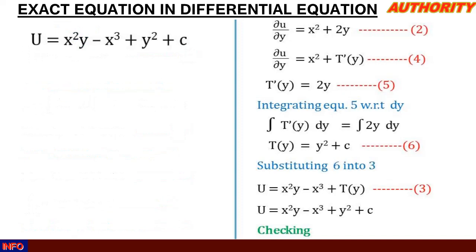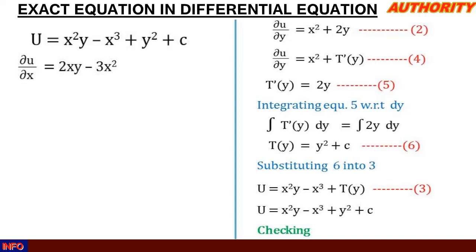What are we going to have? When we differentiate x squared y, it's going to give us 2xy minus, when we differentiate x cubed with respect to x, it's going to give us 3x squared. Now, when we differentiate y squared with respect to x, y is a constant, so it gives us 0. When we differentiate c, it is a constant, so it gives us 0. So the partial derivative of u with respect to x is 2xy minus 3x squared, which is the same as what we have in our equation 1.